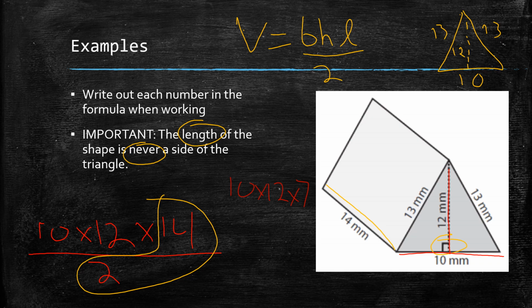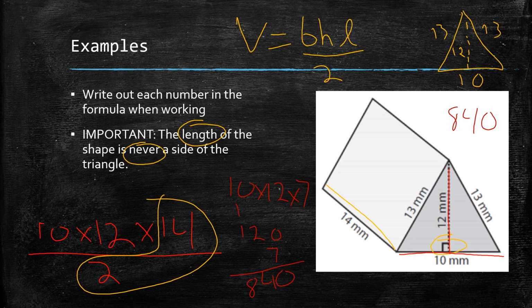You can do 12 times 10, that's 120. 120 times 7, if you want. 7 times 0 is 0, 7 times 2 is 14, 7 times 1 is 7. So you get 840 for your final answer.